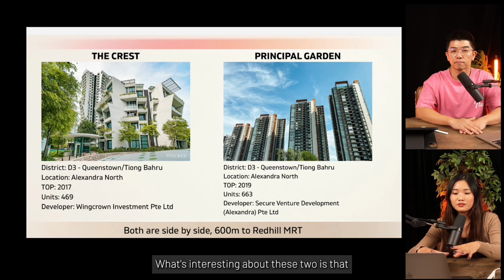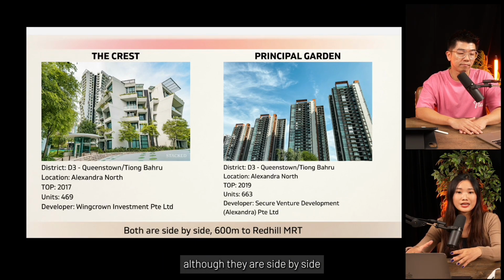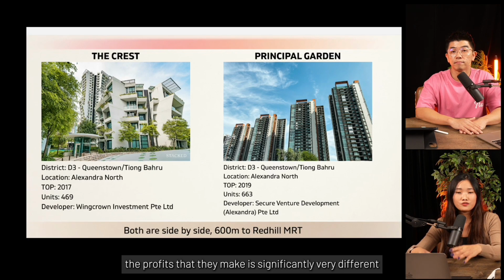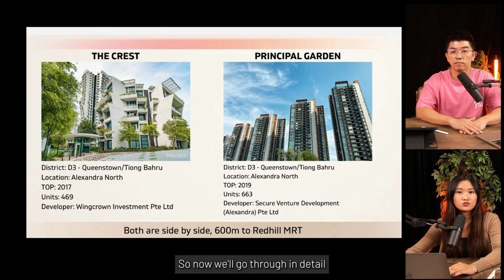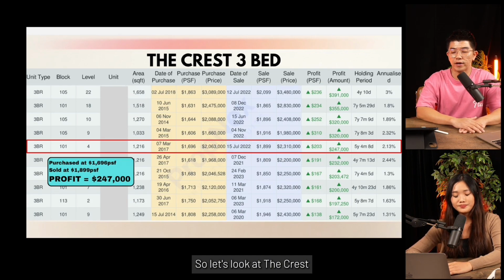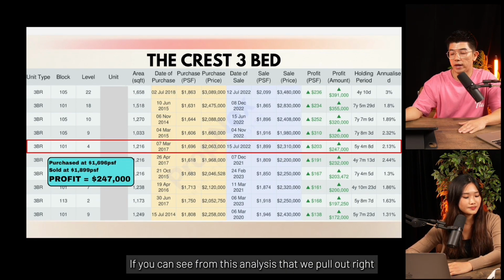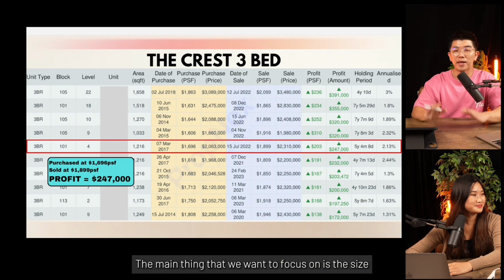What's interesting about these two is that although they are side by side, the profits that they make are significantly very different. So now we'll go through in detail. So let's look at the Crest. If you can see from this analysis that we pulled out, the main thing that we want to focus on is the size.